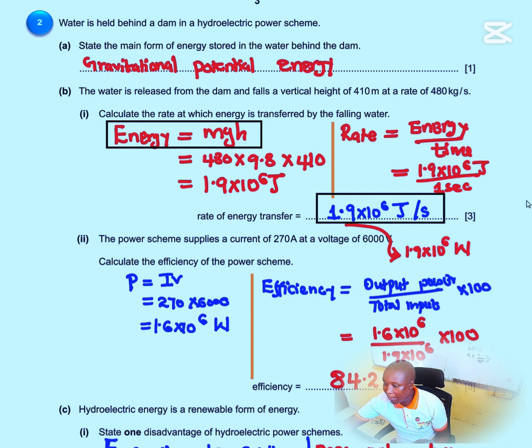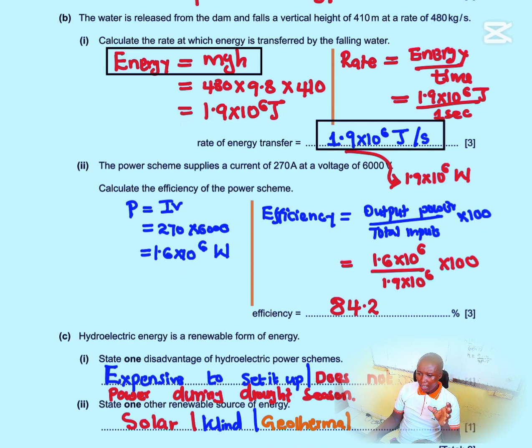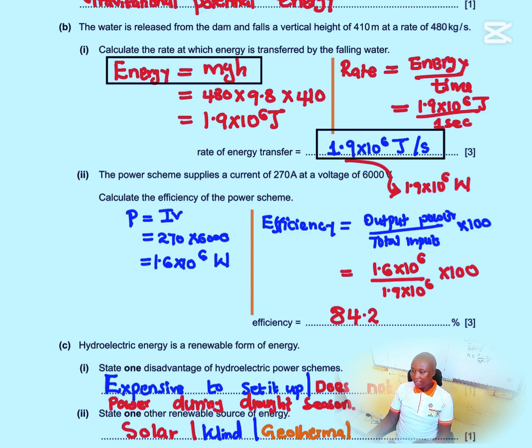Something that we need to remember is that the rate at which energy is transferred is basically power. So this is also referred to as power. Now, the power scheme supplies a current. So this is the output power we can talk about in Roman 2, because we're given the current as 270 amperes and the voltage as 600 volts. From electrical power, we know that power is equal to current times voltage. So if we multiply 270 times 6,000, we're going to get 1.6 times 10 raised to the power 6 watts.